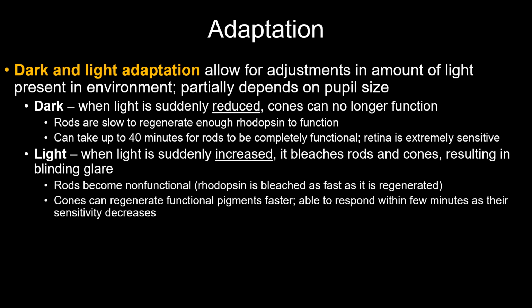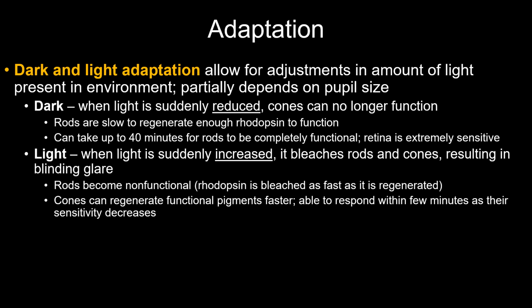These adjustments to different light intensities only partially depend on pupil size. The pupils constrict in bright light and dilate in dim light, but this is almost immediate and doesn't explain why it can take several seconds to several minutes to adjust. What actually happens here is changes in the photoreceptor cells allow for this adjustment.